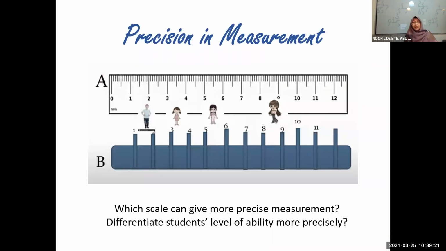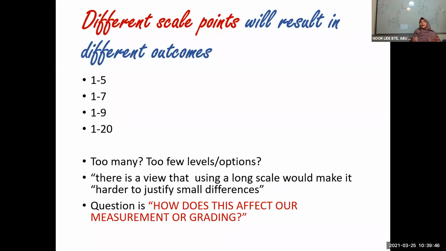Now, precision in measurement. Now you have two rulers, A and B. A will give you more precise measurement compared to B, right? Because it has more scales, these minor scale points. Okay, so if you use B, you may not be able to differentiate your students as precisely as you can with scale A. So the point that I'm trying to put across is that when you have different scale points, it's going to affect your measurement. A 5-point scale, a 7-point scale, a 20-point scale will actually affect it.